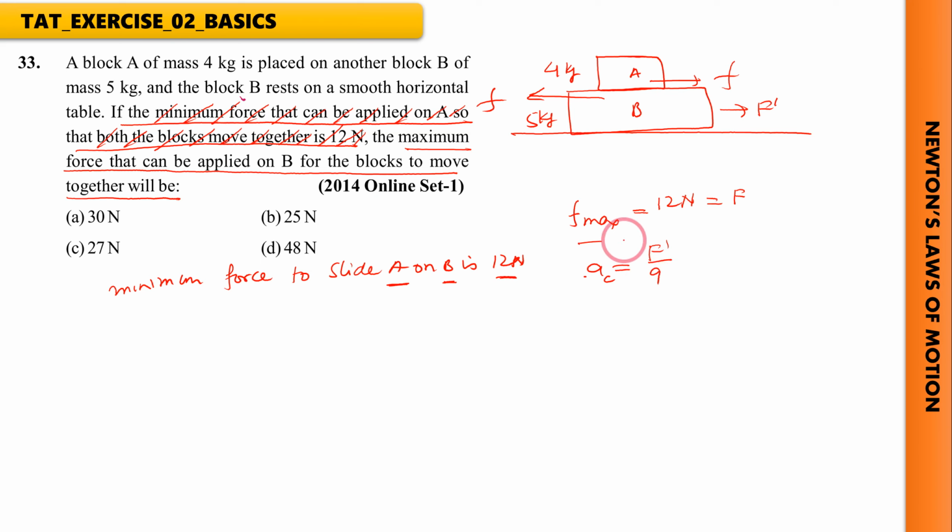Now with this acceleration, the two blocks are moving. We will work on A. On A, there is a friction force on the right side, and I know how much this force is, which causes this block to move with acceleration a.